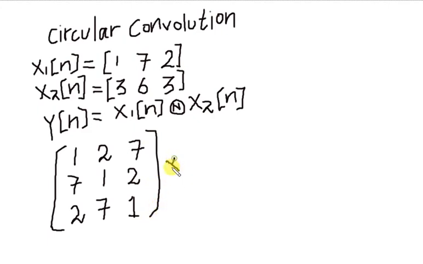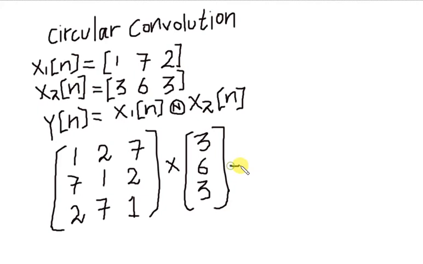Multiplied with, this is matrix multiplication, multiplied with x2 of n. x2 of n is 3 6 3. So we shall write 3 6 3. So this matrix multiplication will give us y of n, which is the circular convolution of x1 of n and x2 of n. So let us multiply these two matrices.